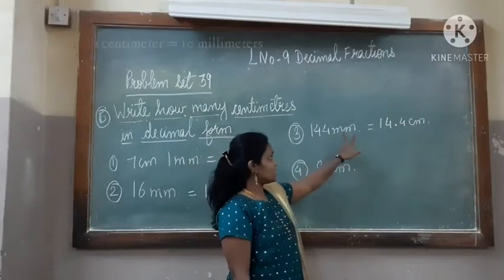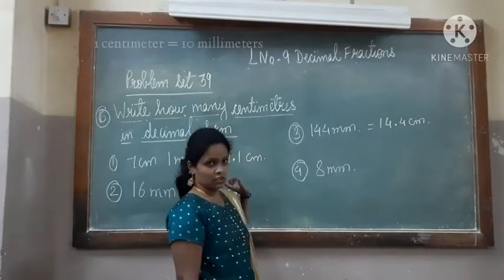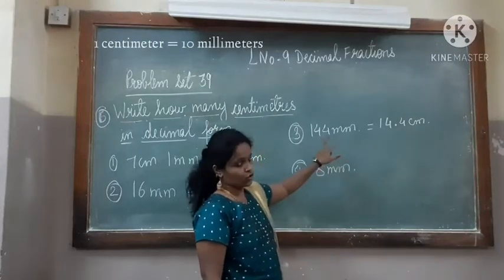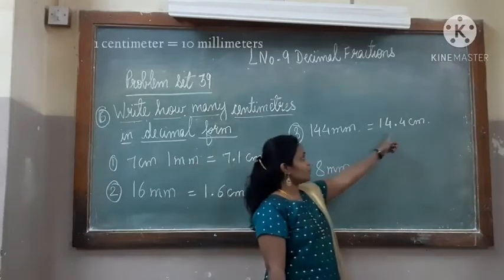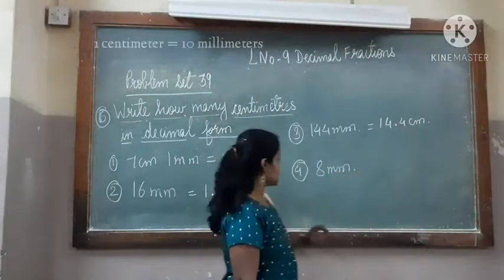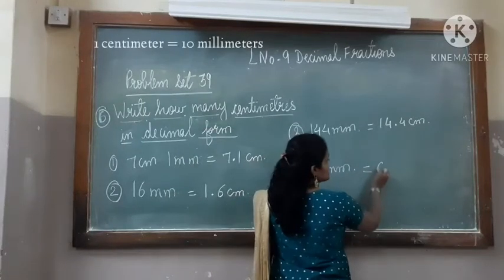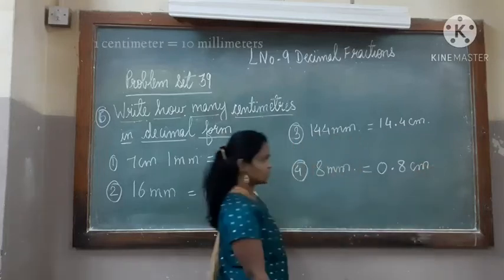And they have given us 144 millimeter. They have not shown us separation. They are not bifurcated; jointly they have shown us 144 millimeter. So you will write 14.4 centimeter. The last one is 8 millimeter. So how are you going to write it? 0.8 centimeter. It is very simple.